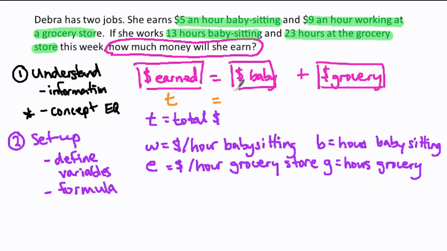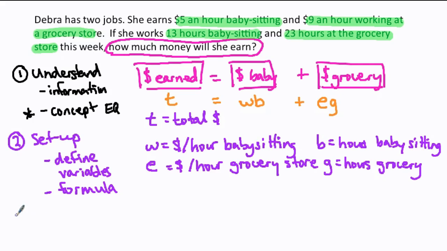That equals. Now to find the amount of money she made babysitting, I need to multiply together the amount of money made every hour babysitting by the number of hours she babysat. And the same thing, to find the total amount of money at the grocery store, I need to find the wage at the grocery store, or the E, times the amount of hours at the grocery store, which is G.